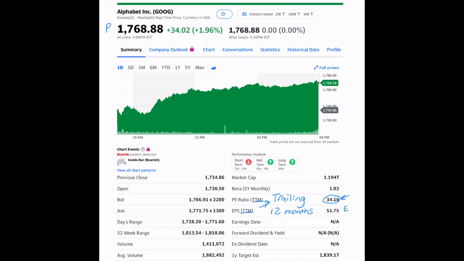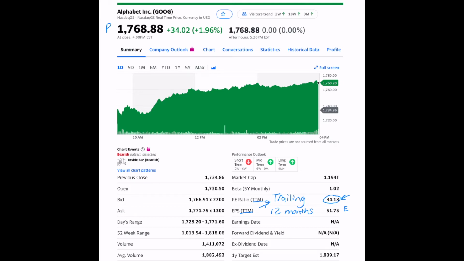And this is important because there actually are two common ways of measuring the PE ratio. One, the PE ratio of the trailing 12 months actually looks at the stock's price divided by the historical past 12 months of earnings for that stock.